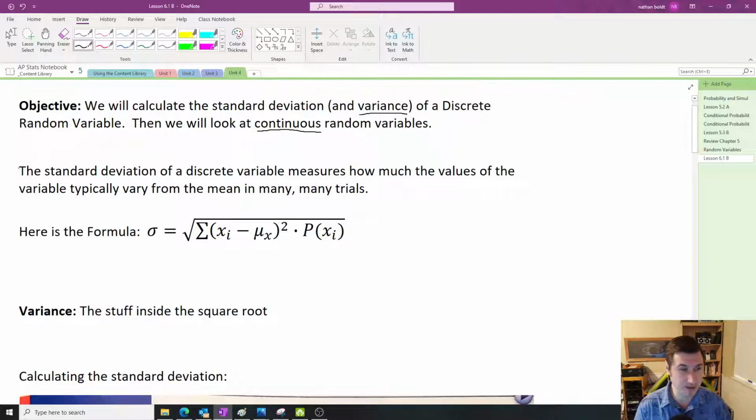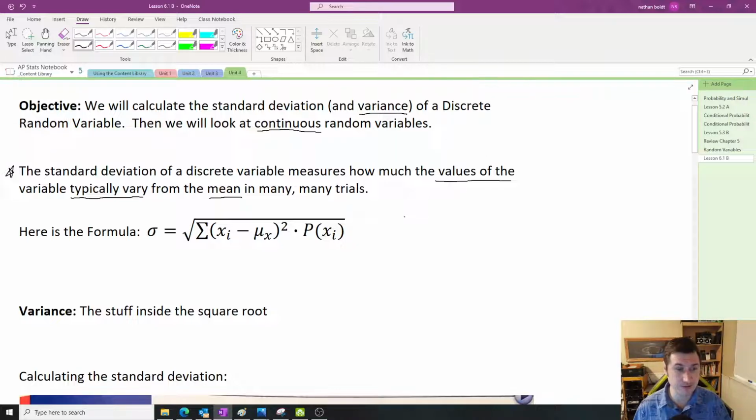So just a quick reminder what the standard deviation measures for us. Of a discrete random variable, the standard deviation measures how much the values of the variable, and here's the big thing, typically vary from the mean in many, many trials. All right, in many, many random iterations, how far do the values of your random variable typically vary from the mean? Hopefully that sets up our sentence frame to something we're very used to writing.